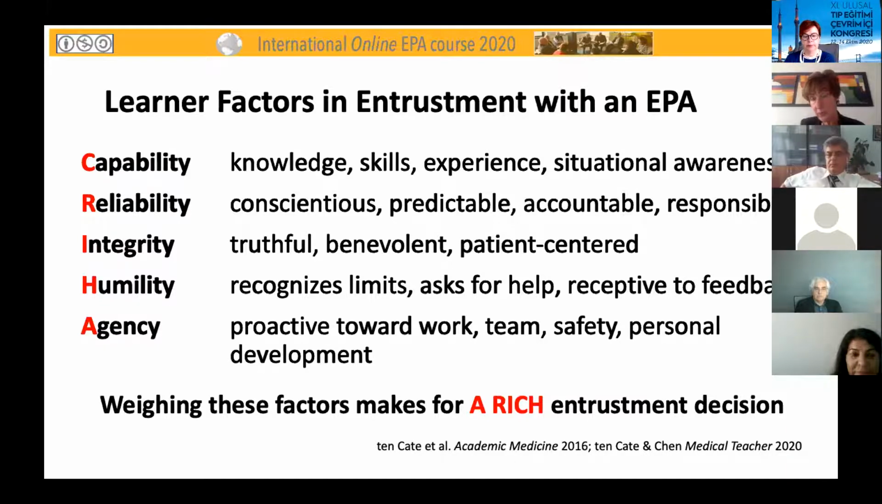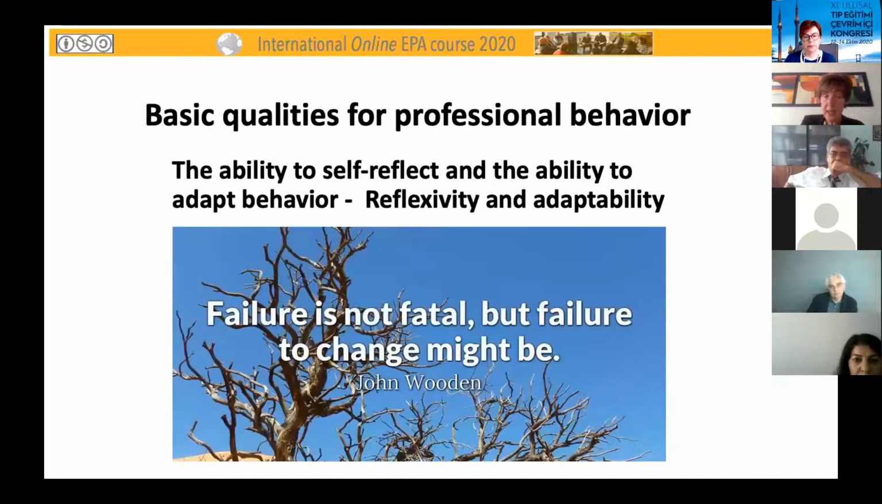And here I show you what we think you should take into account. Does a learner feel accountable? Is the learner predictable? Does he show integrity, like truthful, patient-centeredness? Does the learner show humility? Does he recognize his own limitations? Does he ask for help? Is he receptive to feedback, etc., etc.? I think these qualities are basic qualities for professional behavior. And it's not failure that is fatal, but failure to change that might be. So we have to make the residents aware how important these personal competencies are.